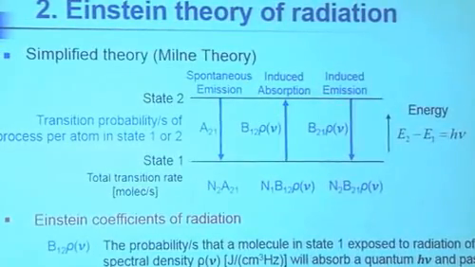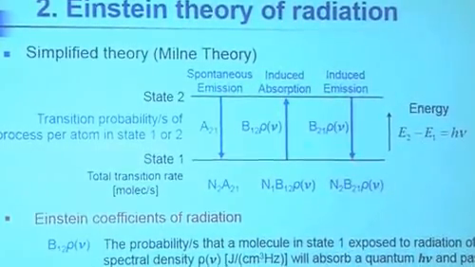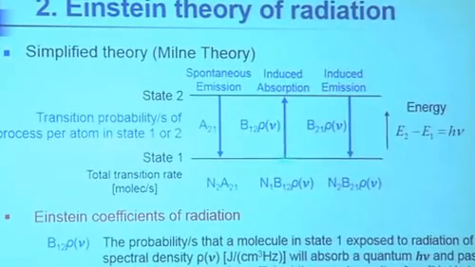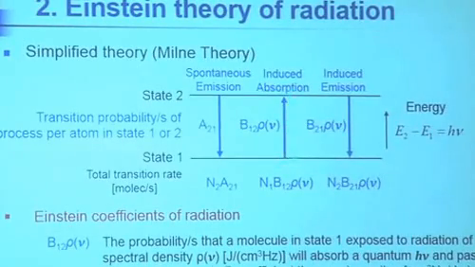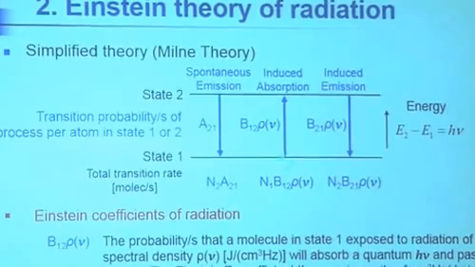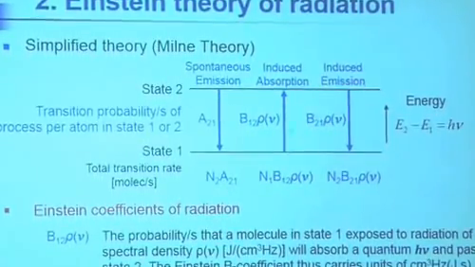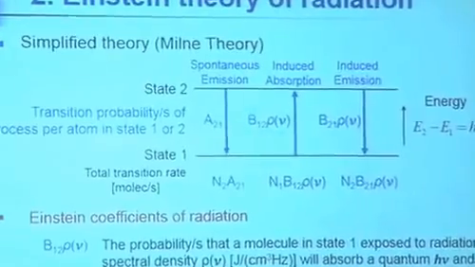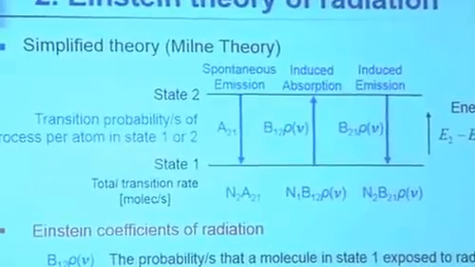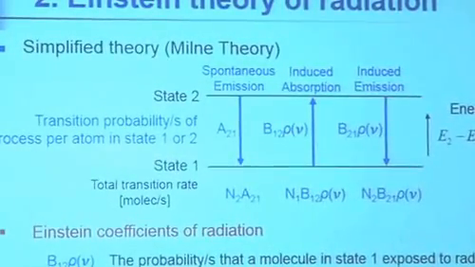In parallel, there are two induced processes. So if you're sitting here and you're exposed to radiation at the proper frequency, nu, you can go from here to here. And your probability per molecule per second of a molecule sitting here doing this is the product of two terms, B12 times rho of nu.